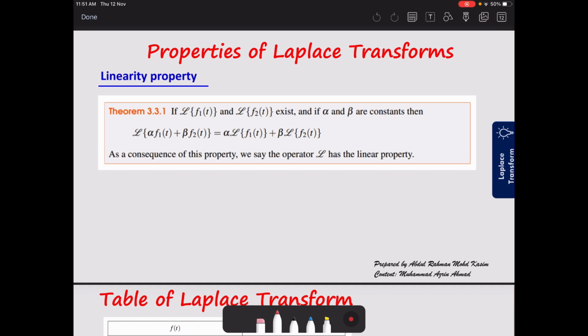The linearity property is as in Theorem 3.3.1. If you have to transform two functions f1 and f2 where the transforms exist, and alpha and beta are constants, then you will have this. Basically, it is a combination, but you can find the transforms separately.